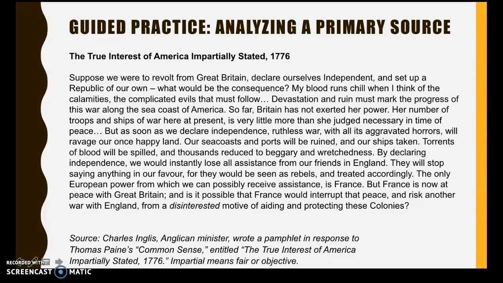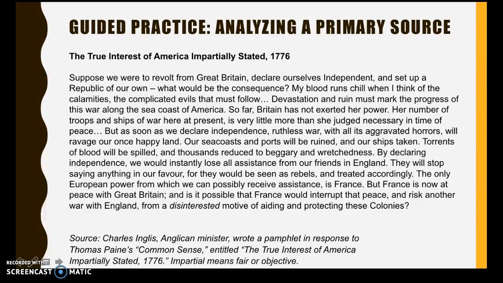So some of the key ideas I took away from this were that it would be terrible to break away from Great Britain. Britain is much stronger than America and would crush them in war, and only the French could help them. But why would the French possibly risk losing the peace that they've gained with Great Britain?